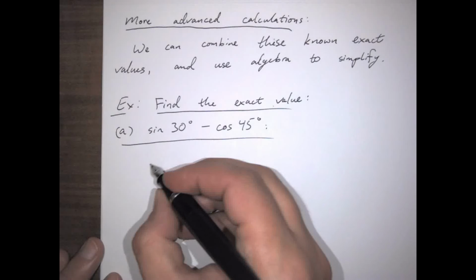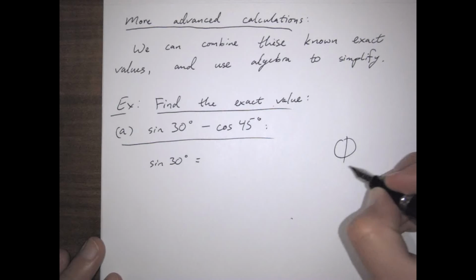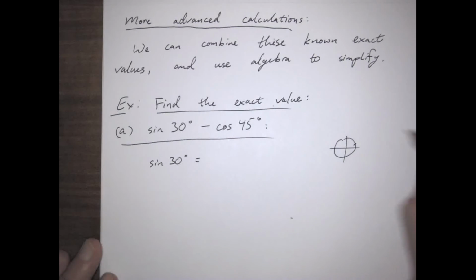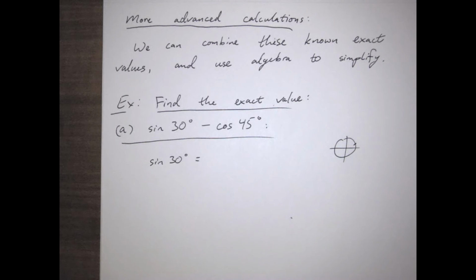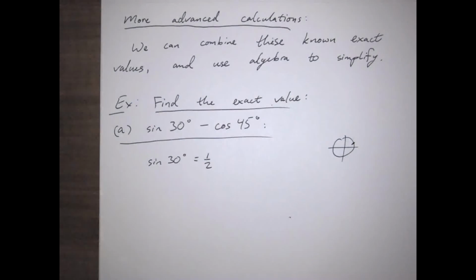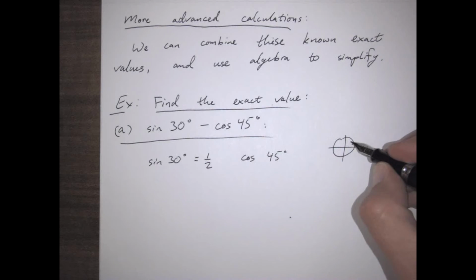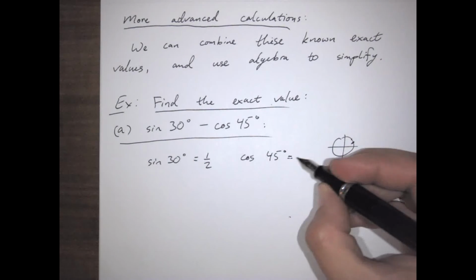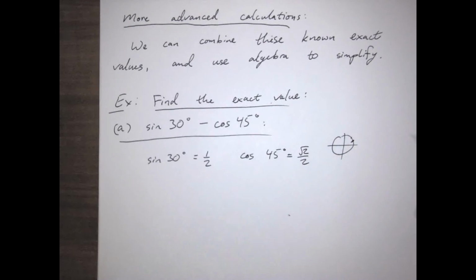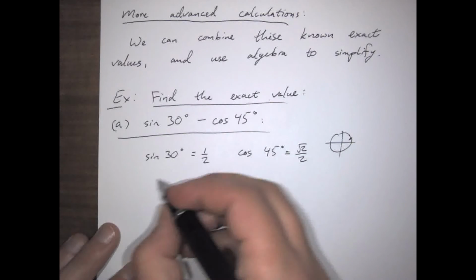Alright, so sine 30 equals, and again, no harm in just drawing yourself a quick little orientation unit circle and just ask yourself, is this about the x or about the y? And it's about the y. This is a low y, and that means 1/2. Cosine 45 degrees. So that one was the halfway mark, which is root 2 over 2. Okay. So these are our two pieces of scratch work.